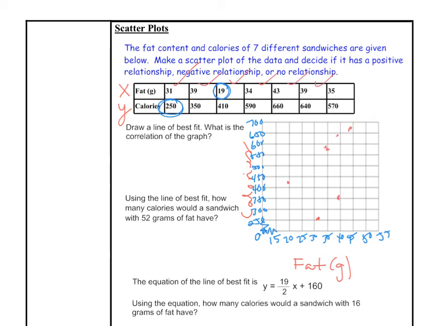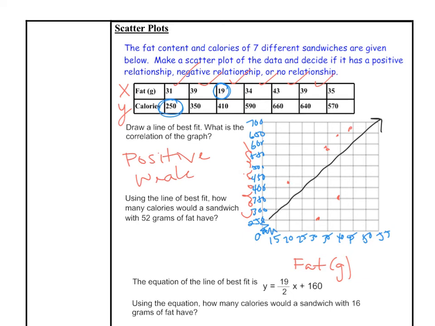This is kind of a weird looking graph, but it does appear to be positive, so let's go ahead and say that. This is positive, but it's going to have a weak correlation because when I try and draw a line here, I kind of have to put it in the middle, right around this part, but that will be a little bit weird. The points are going to be pretty far away, so I'm going to go ahead and draw my line of best fit.